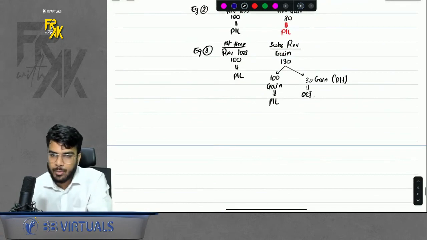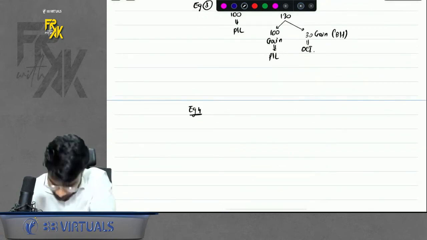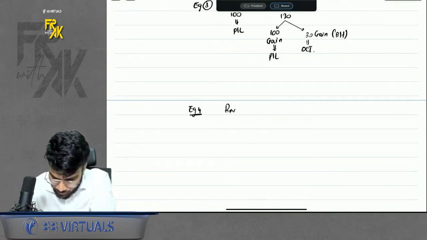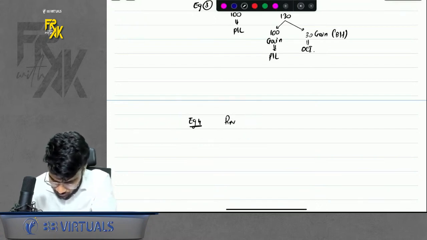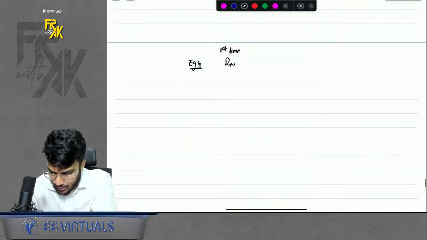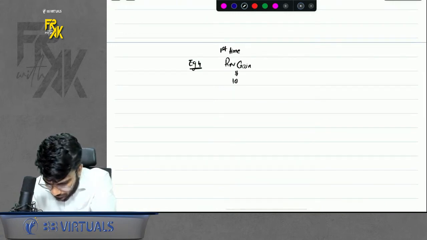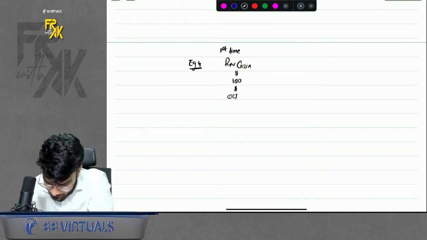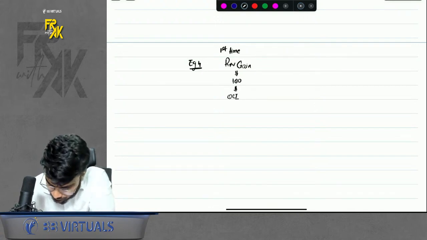Let's take 2-3 more examples on this. Let's say we have example number 4, where we had a gain first when we revalued for the first time. You revalued for the first time. On first time you got a revaluation gain of, let's say, rupees 100. So you transferred it to OCI. Simple.